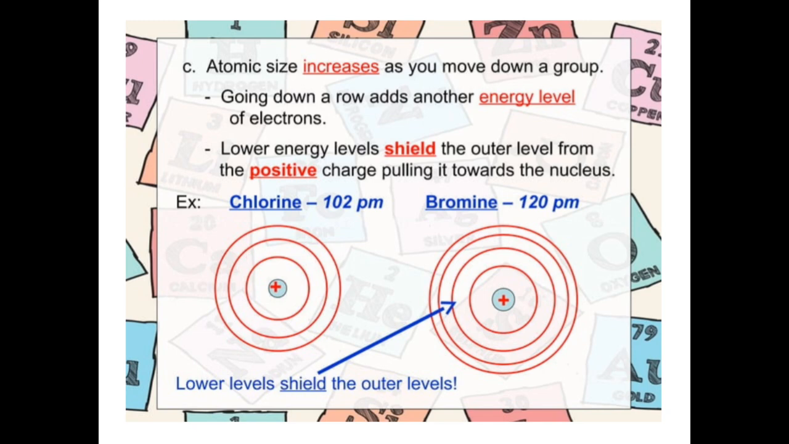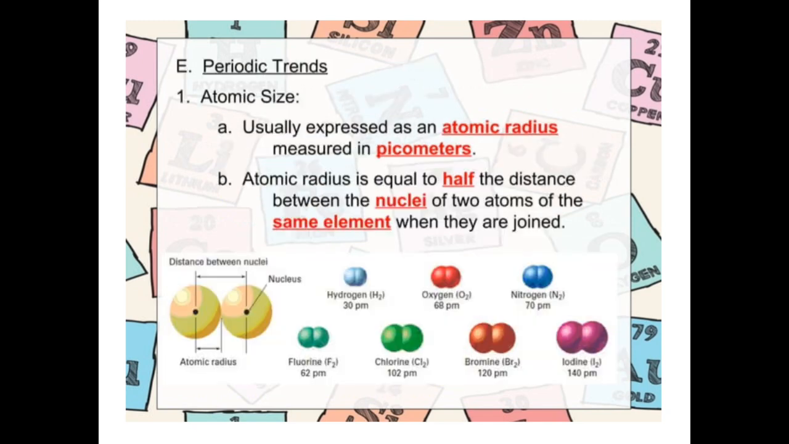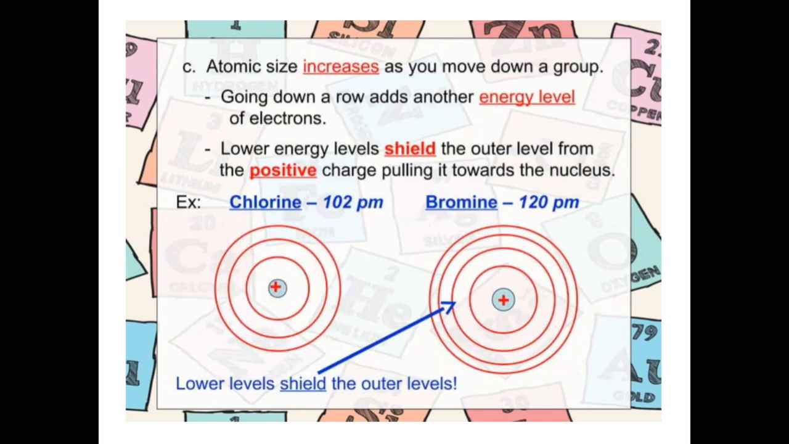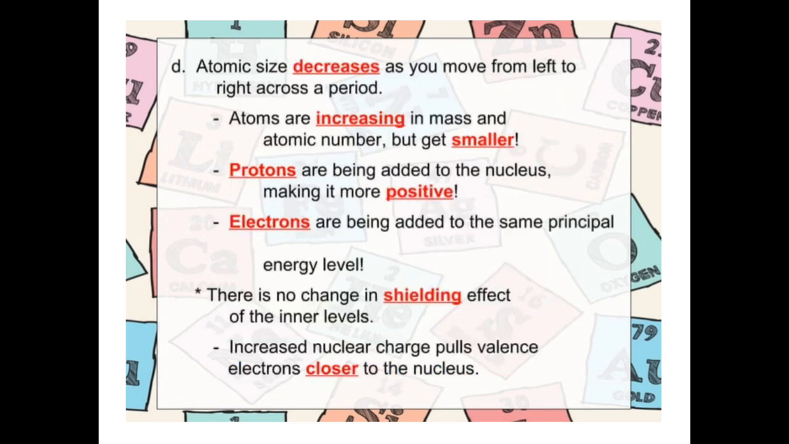So what that means is that atomic size will increase as you move down the group. Fluorine is the first member of that group, and the atomic size, measured in terms of atomic radius, is increasing as you move from fluorine to chlorine, bromine, and iodine. Now, across the period, the atomic size is decreasing as you move from left to right.